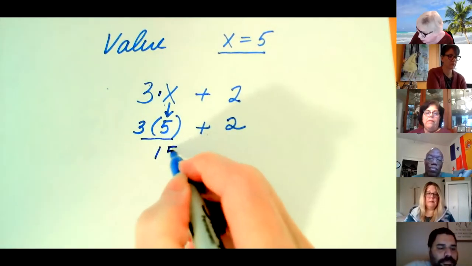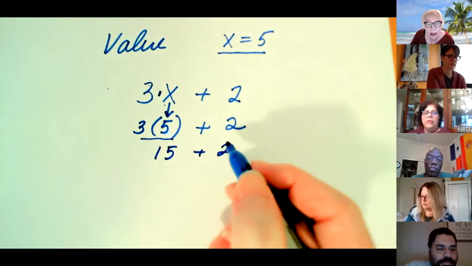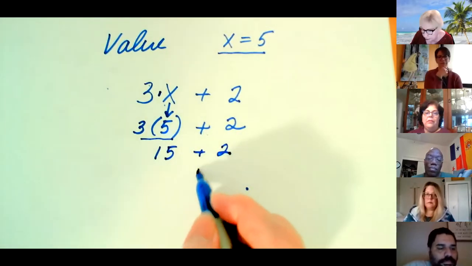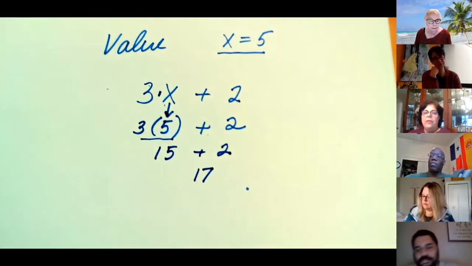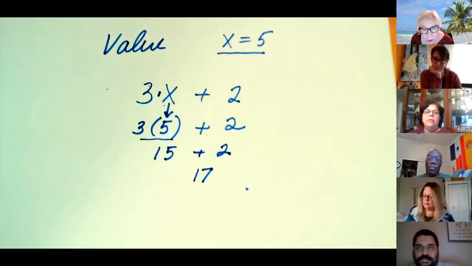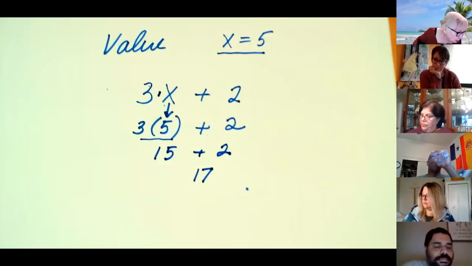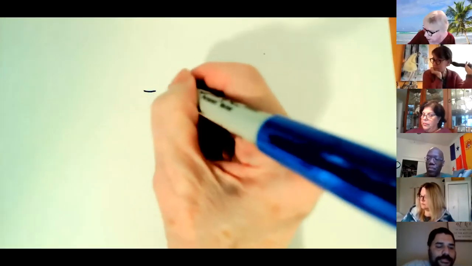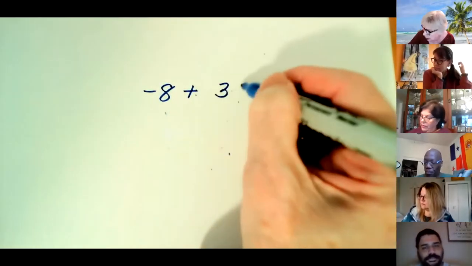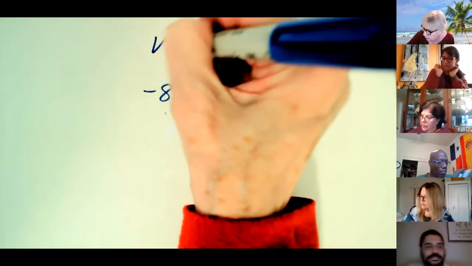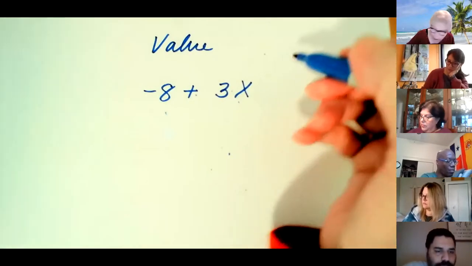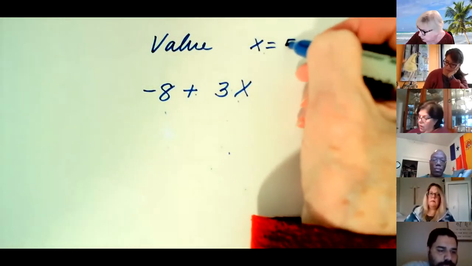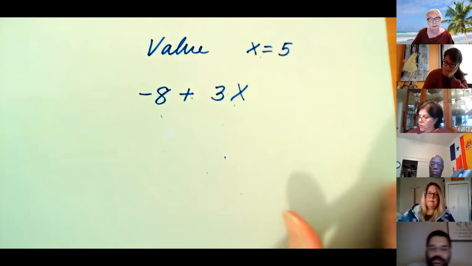So this is 15 and this is 2. And in the very end, you do your adding. So this is all about order of operation. So let me see if I can find another one of that nature. Let's see, -8 plus 3x. They want to find the value. That's the key word. And still x is 5.